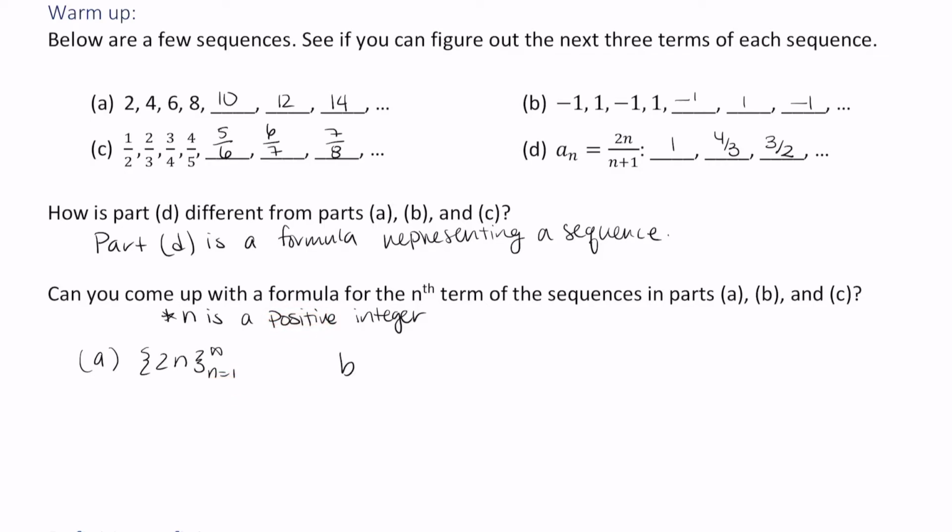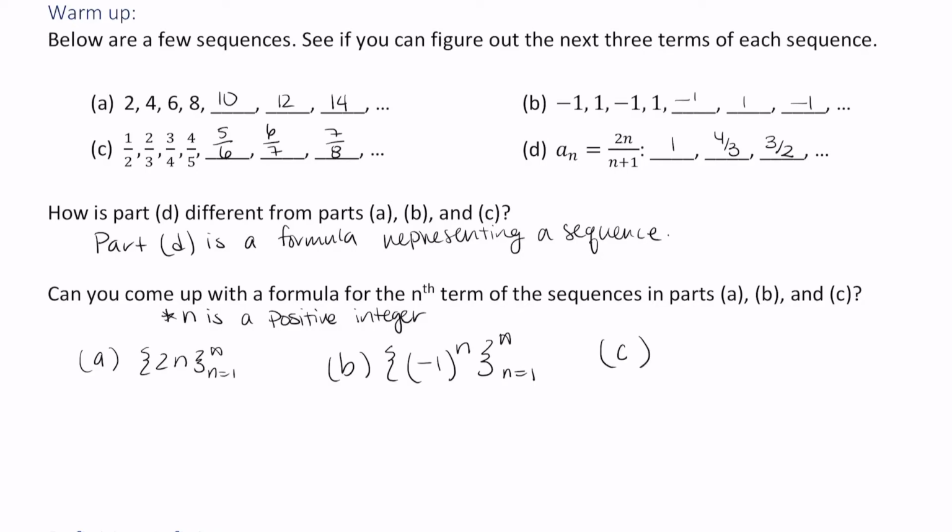For part B, we have -1, then 1, then -1, and 1. So we're going back and forth between positive and negatives. That usually occurs when you have -1 to a power. And if we start with n equals 1, we'll end up with a -1. For n equals 2, we'll end up with positive, n equals 3, negative, and so on, off to infinity.